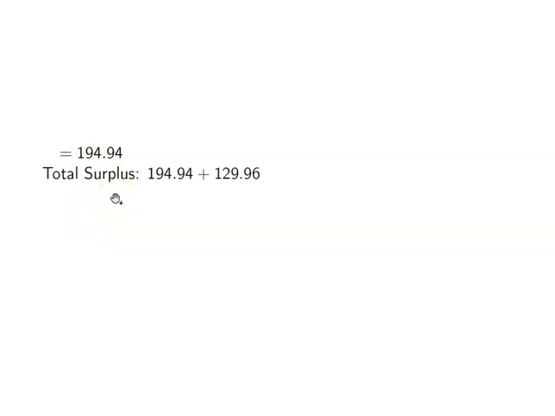So the total surplus is the sum of those two things, which is 324.9. This is in thousands of dollars, right? This is a price at this point. So lots of money, right? That is the total surplus. And that's how that works.